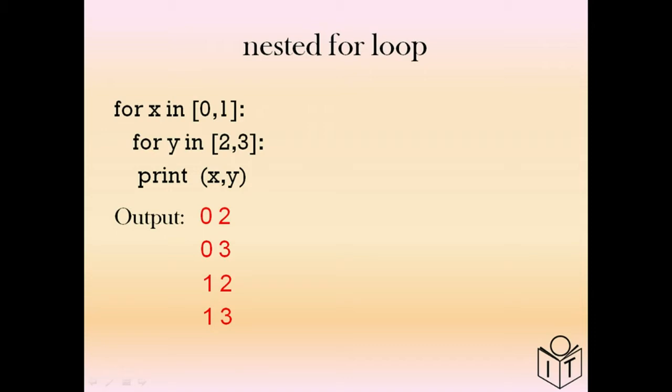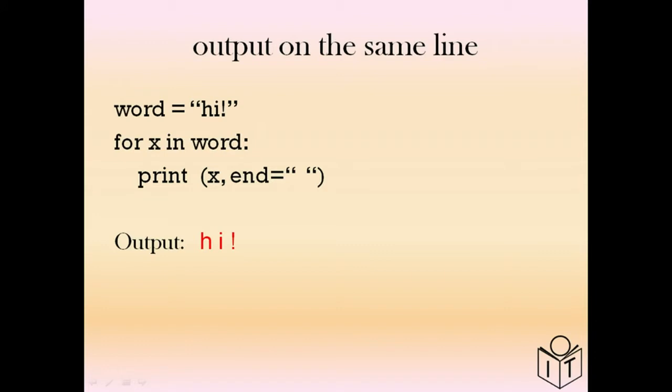If you want to output on the same line, you can. In Python 3 you can use this term end equals, and here we have a space to put a space between the H, the I and the exclamation mark. In Python 2 you would just use the comma.